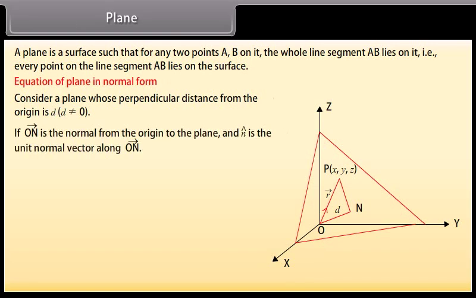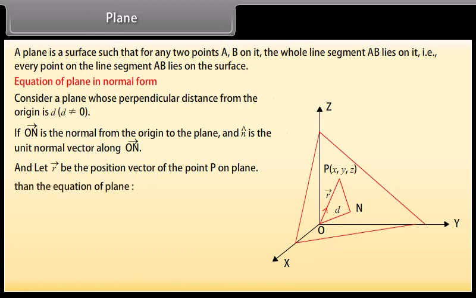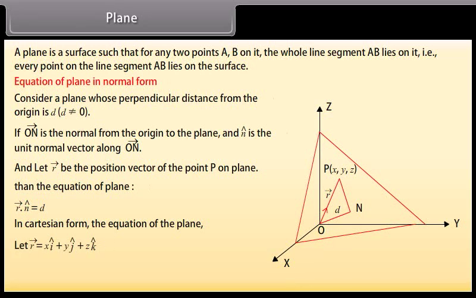If vector ON is the normal from the origin to the plane, and n̂ is the unit normal vector along vector ON, and let vector r be the position vector of the point P on the plane, then the equation of the plane is vector r dot unit vector n̂ equals d. In Cartesian form, the equation of the plane, letting vector r = xî + yĵ + zk̂, is lx + my + nz = d, where l, m, n are the direction cosines of n̂.